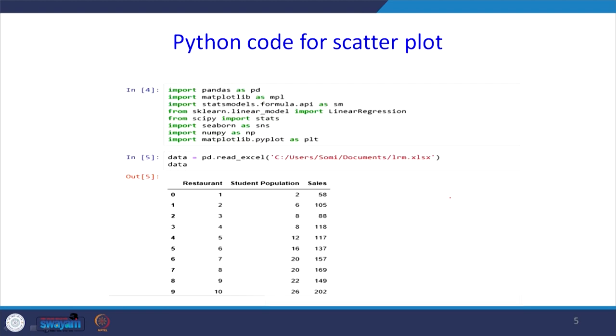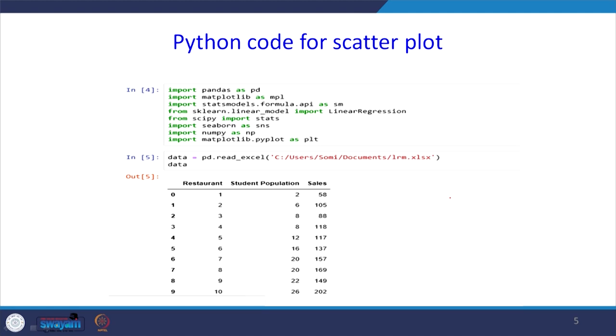For the given data set, first we will run the regression model. So, import pandas as pd, import matplotlib as mpl, import statsmodels.formula.api as sm. From sklearn.linear_model, import LinearRegression. From scipy, import stats, import seaborn as sns, import numpy as np, import matplotlib.pyplot as plt.